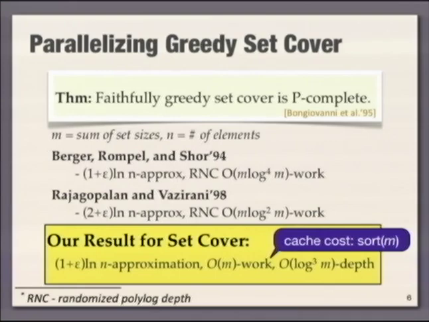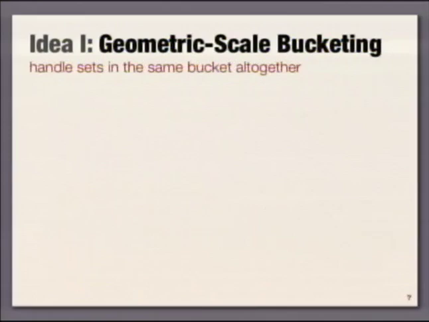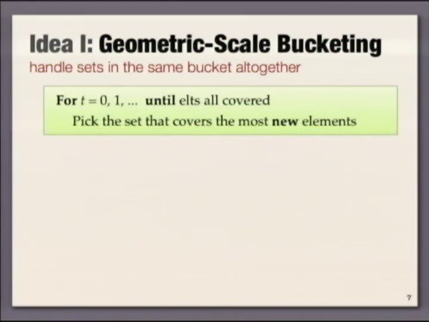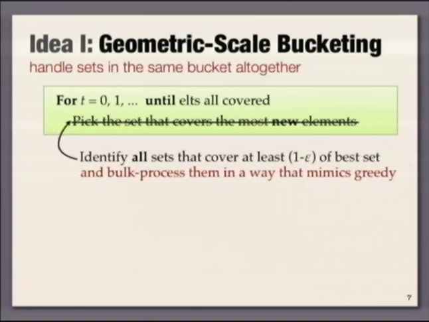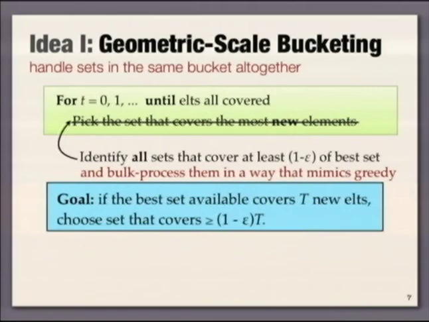Okay, so here's how we're going to do it. The first idea is actually simple and very natural, geometric bucketing. We said previously the original algorithm is going to pick the best set that covers the most new elements. We're not going to do that anymore. We're going to sort of bin things on a geometric scale. So per iteration, we're going to identify all sets that cover at least say 99% of the best set. And then we're going to bulk process them in a way that hopefully mimics the greedy behavior. So now, kind of immediately from here, you can see that if the best set covers T new elements, we can just choose the set that covers, say, 1 minus epsilon times that T.